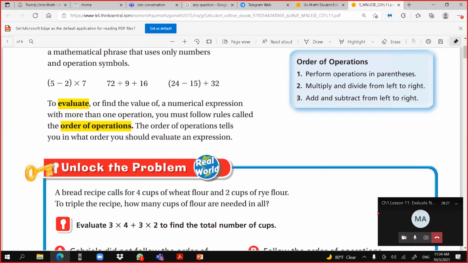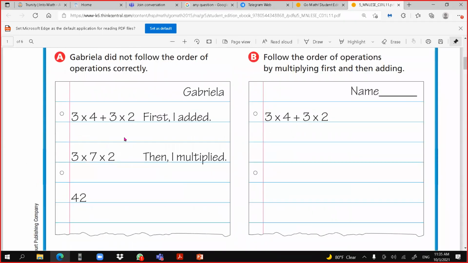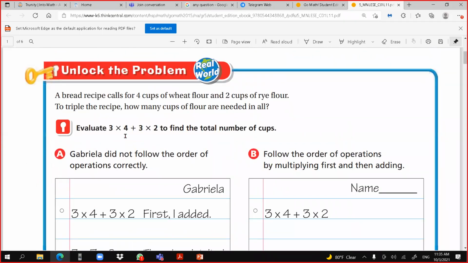Yeah, okay, now. So now here, look at this one. Look at this problem here. What do we have? We have 3 times 4 plus 3 times 2. Okay? A bread recipe calls for 4 cups of wheat flour. Page 67. So here, what do we have? We have an expression. Okay?